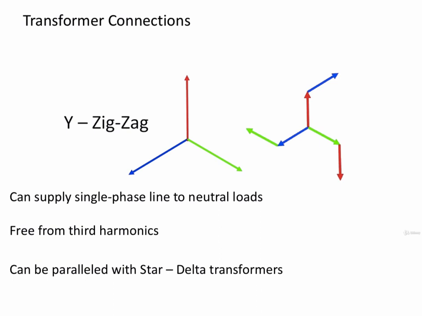Star zigzag connected transformers can be paralleled with star delta transformers. The phase relationship of the phase-to-phase voltage, and we're looking at the red to white in this case, is the same as a star delta transformer. That is, there's a 30-degree phase shift from primary to secondary. Yet a neutral connection is available for relaying and other single-phase loads.